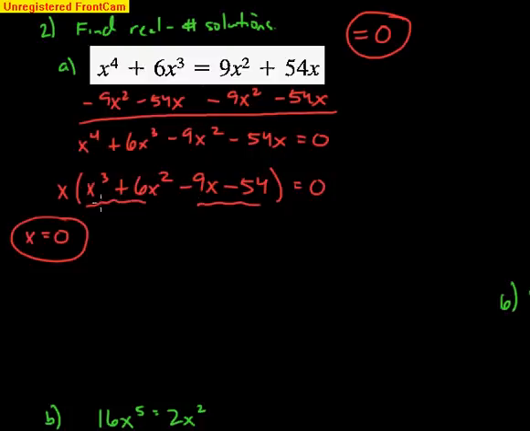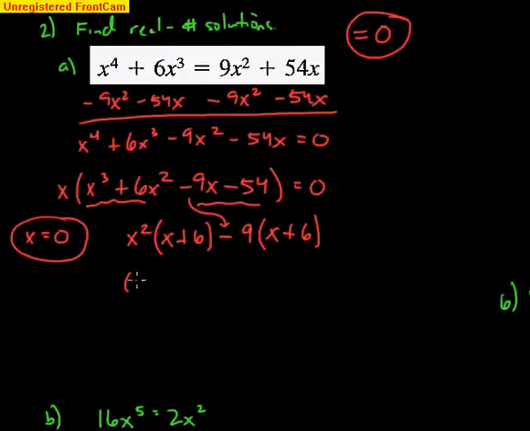Four terms, factor by grouping. Okay. The first two have an x squared. That leaves me with x plus 6. Bring down that sign. The next two you can pull a 9 out of. x, and it changes that 54 to a positive 6. We take the x plus 6, which is common to both, take it out, and we're left with x squared minus 9.